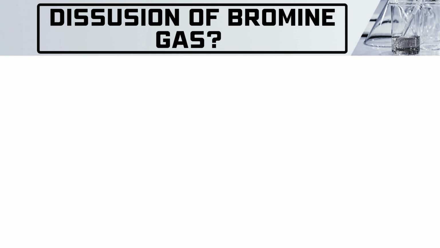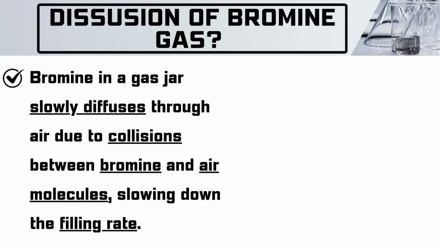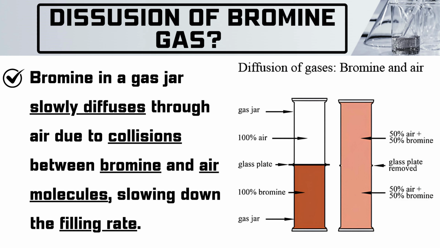Diffusion of bromine gas. Bromine in a gas jar slowly diffuses through air due to collision between bromine and air molecules, slowing down the diffusion rate.